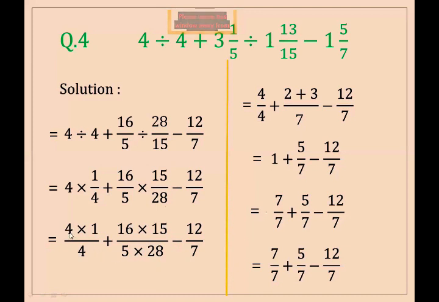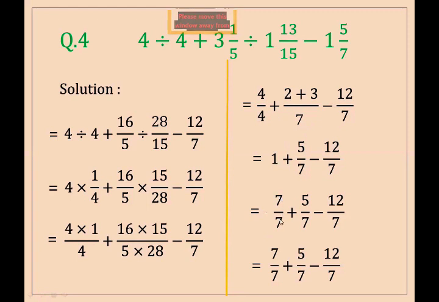Now students, here we have 4 ones are 4. As you see, 4 upon 4 here, plus sign. After simplification, we have 2 plus 3 upon 7, minus sign, 12 upon 7. Now students, 4 upon 4 is 1 and 2 plus 3 is 5 upon 7, the minus sign and 12 upon 7 as it is. Now to make the equivalent fraction, we have to multiply this 1 by 7 and 7. The numerator and the denominator are both the same, which is 1.